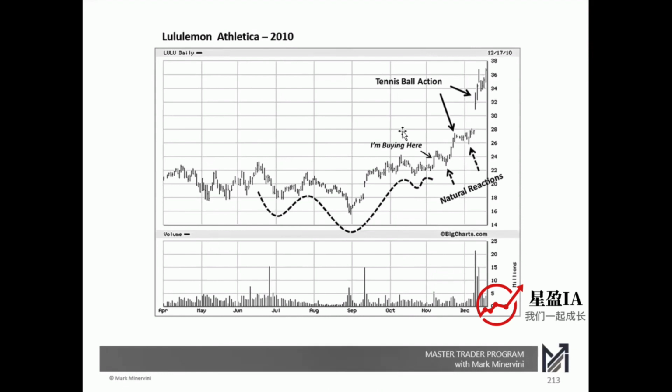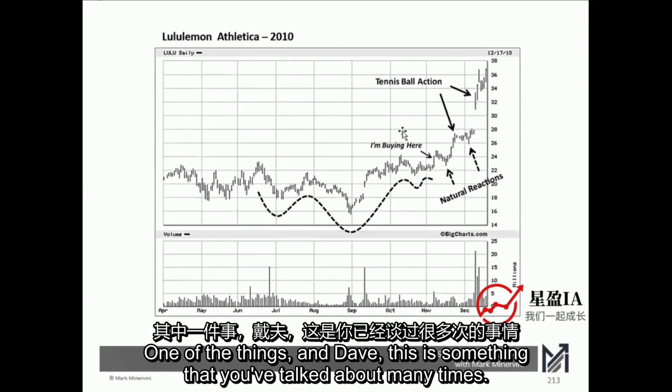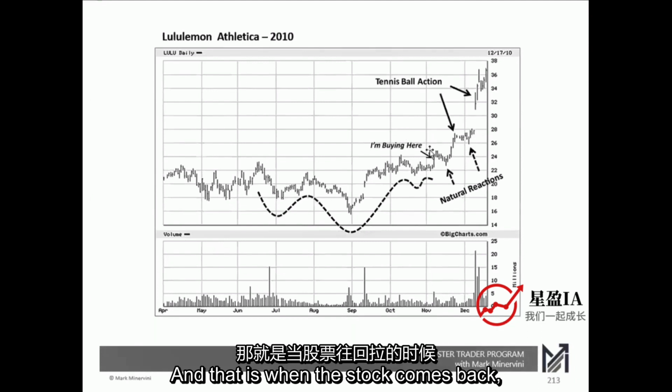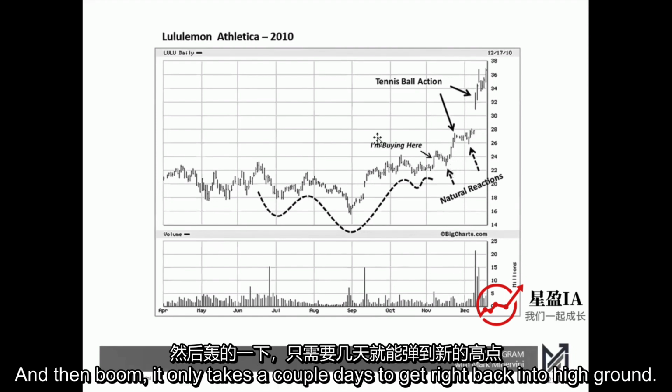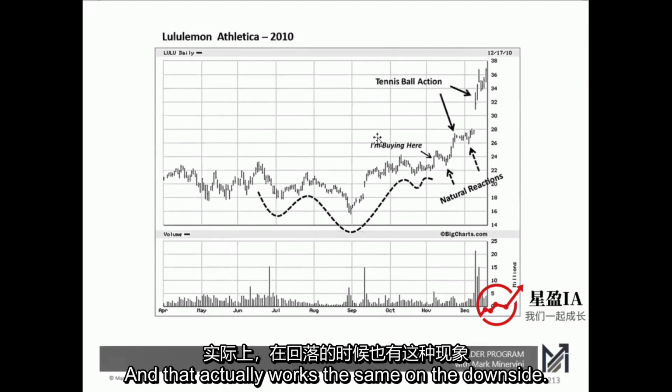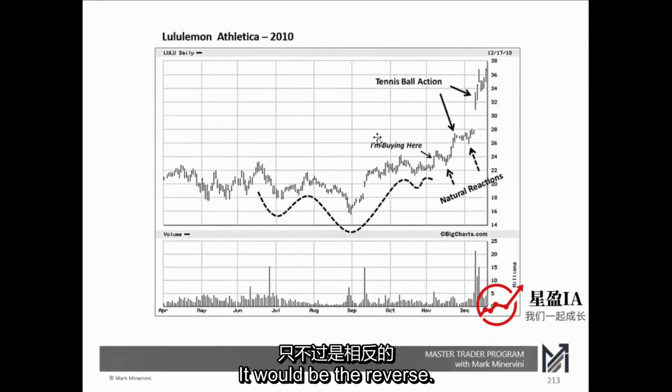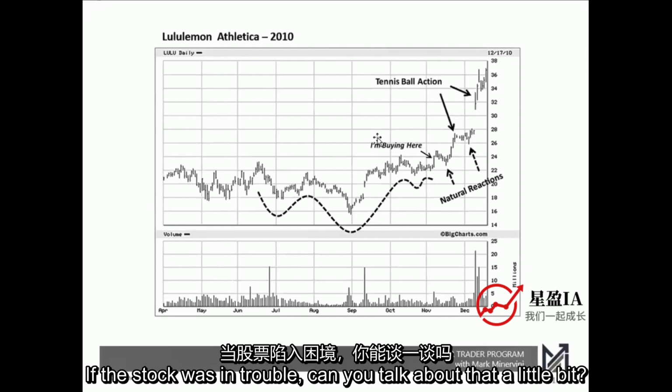So one of the things, and Dave, this is something that you've talked about many times, is that when the stock comes back, it may take 7, 8, 10 days, whatever, and then boom, it only takes a couple days to get right back into high ground. And that actually works the same on the downside. It would be the reverse if the stock was in trouble. Can you talk about that a little bit?